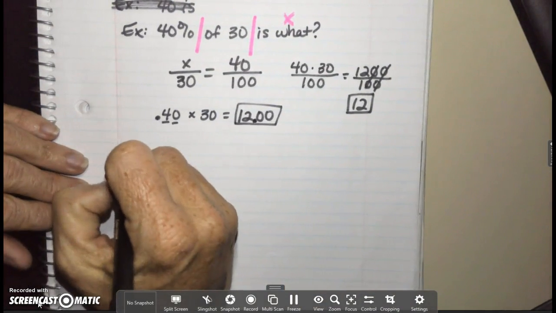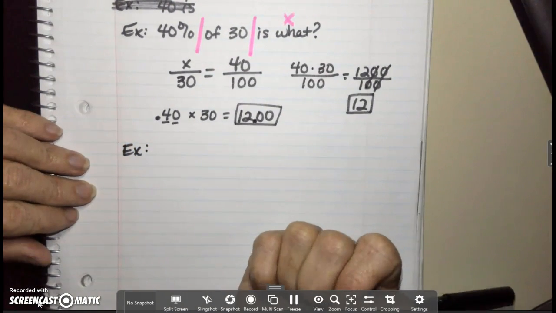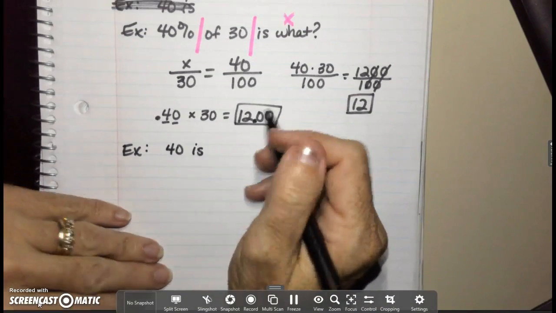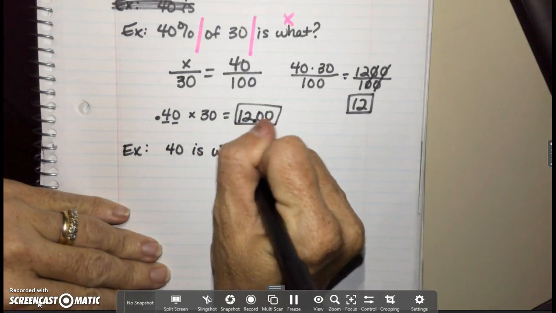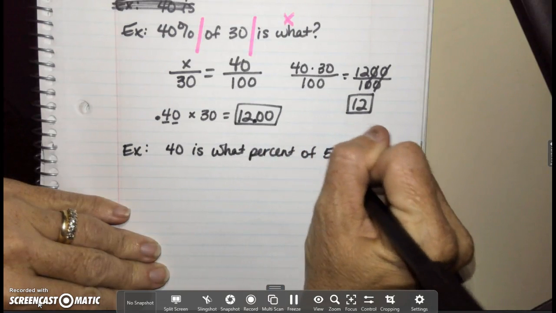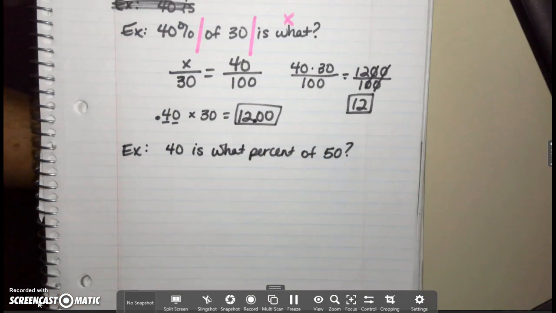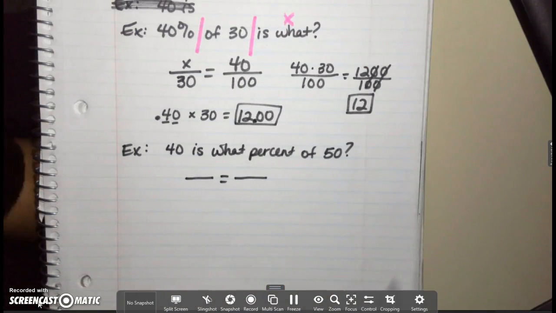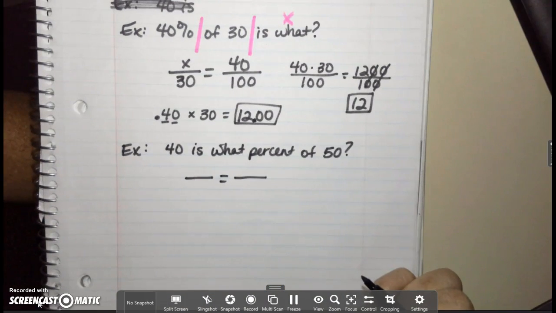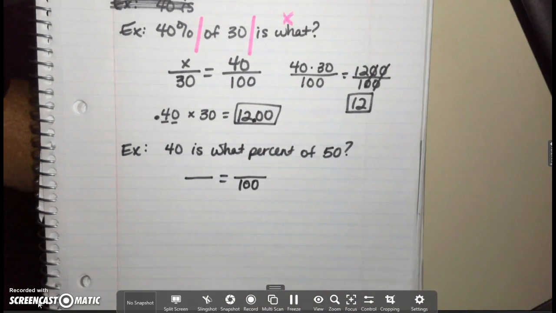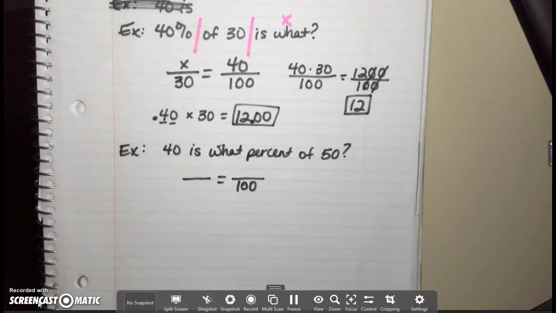Okay, let's do another one. How about 40 is what percent of 50? Who wants to take a shot at filling in the proportion? Howie, go. What always goes bottom right? 100. Beautiful. Do you want to use the lines to separate your sentence? I think it kind of helps.